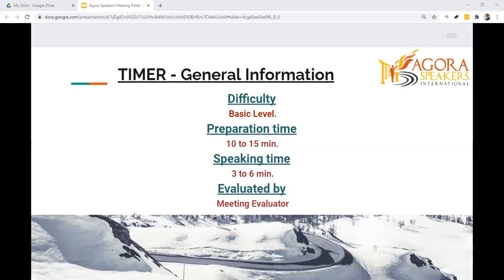The timer role has a basic difficulty level. It requires 10 to 15 minutes of preparation time. The timer speaks for 3 to 6 minutes during the meeting. This role is evaluated by the meeting evaluator.